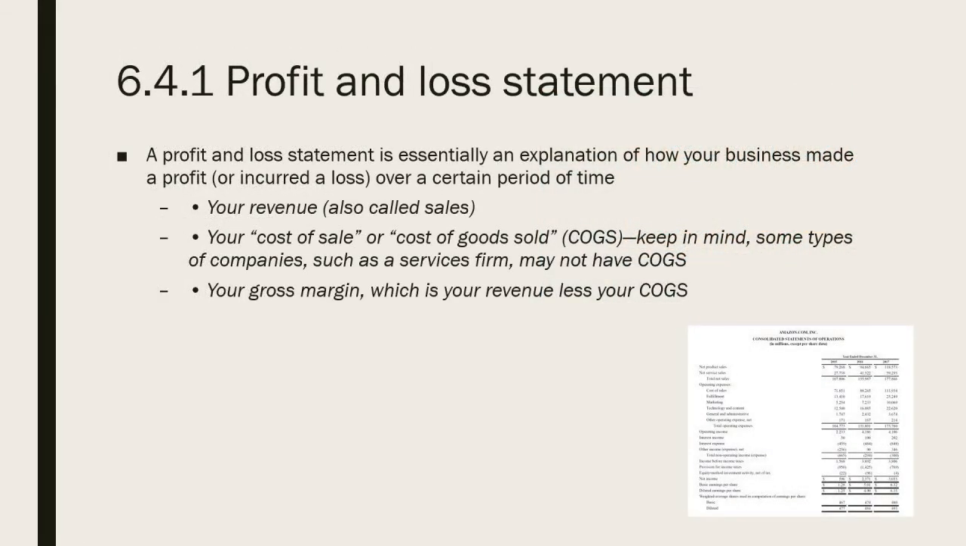Profit and loss statement. A profit and loss statement is essentially an explanation of how your business makes a profit over a certain period of time. There are three points here. Your revenue, also called your sales, your cost of sales or cost of goods sold, and the last one is your gross margin, which is your revenue less your COGS.